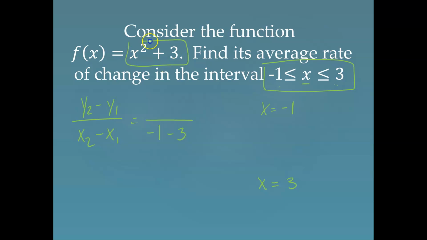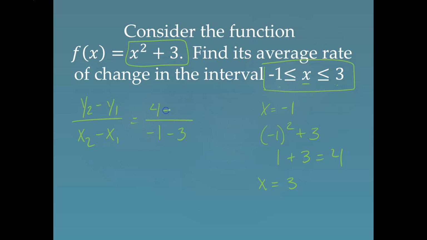And here's our function. We're going to evaluate this function at -1. Please, please, please, when you're substituting, especially negative numbers, please use parentheses. So we've got (-1) squared plus 3. Well, (-1) squared is 1, plus 3 will give me 4. So -1's pair is 4.